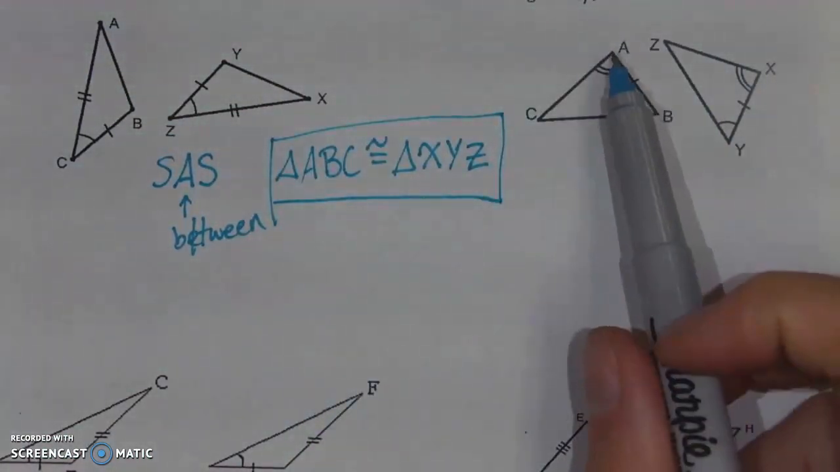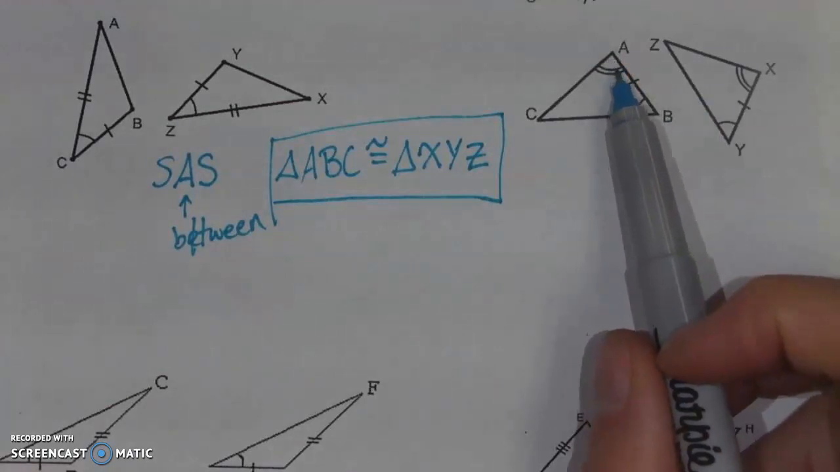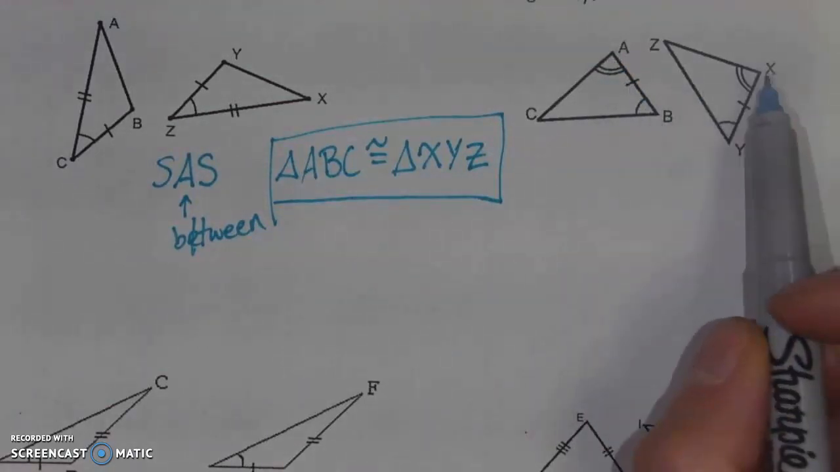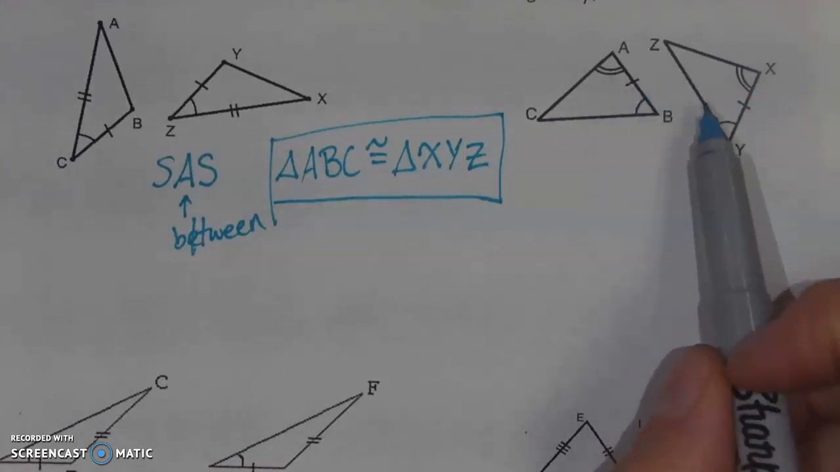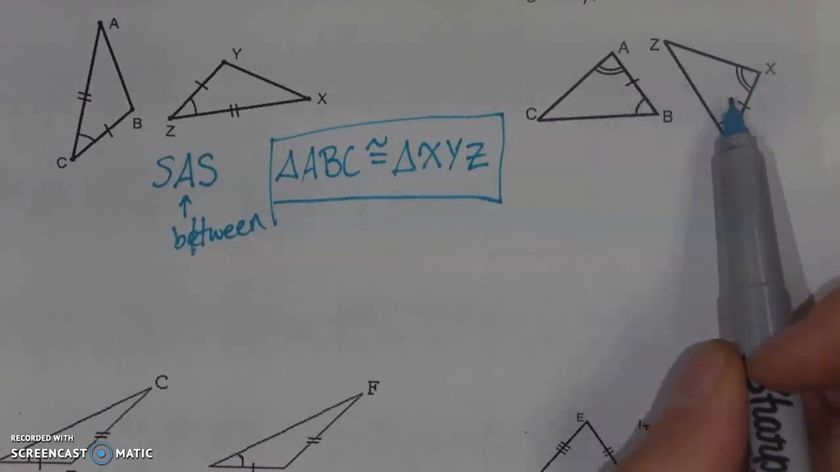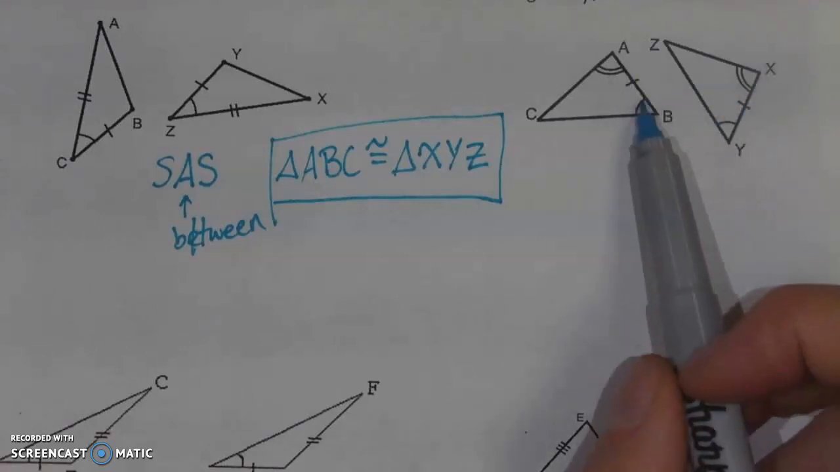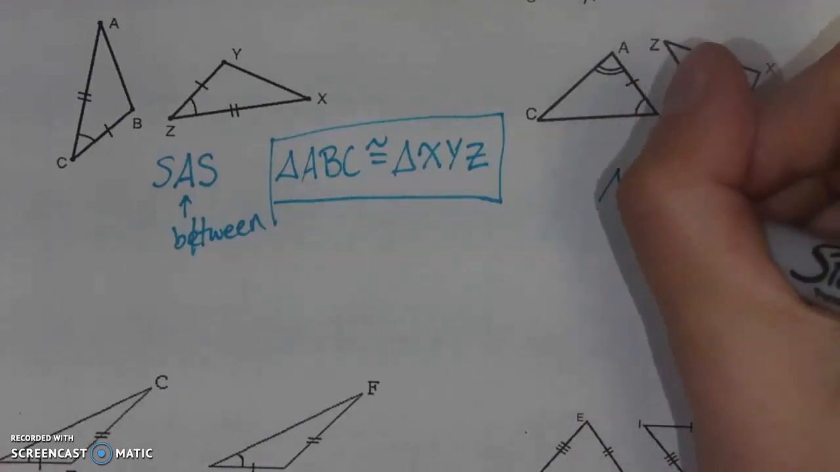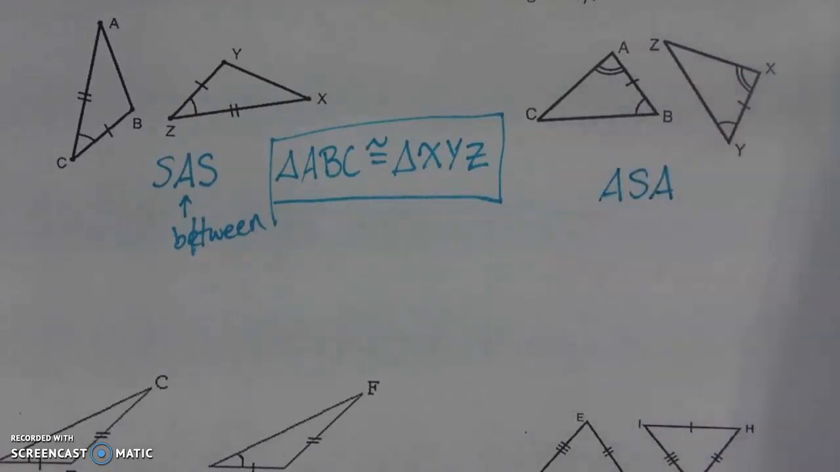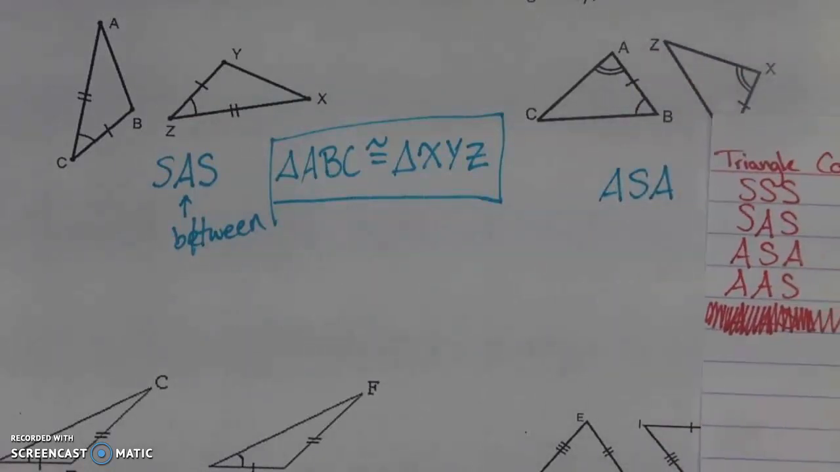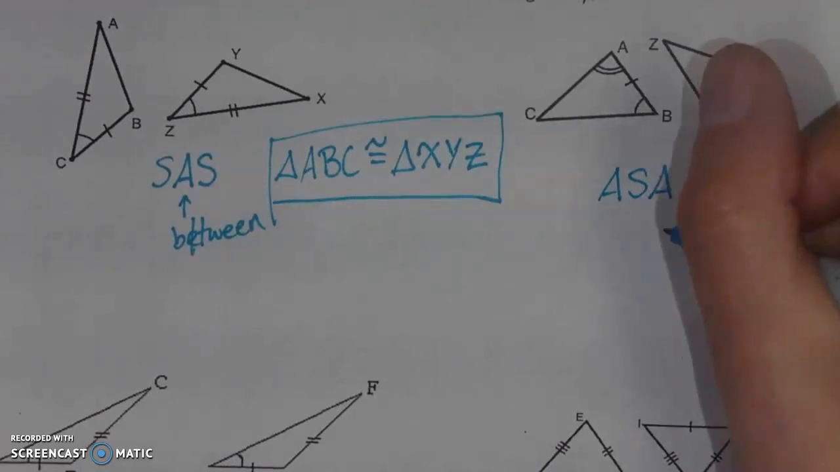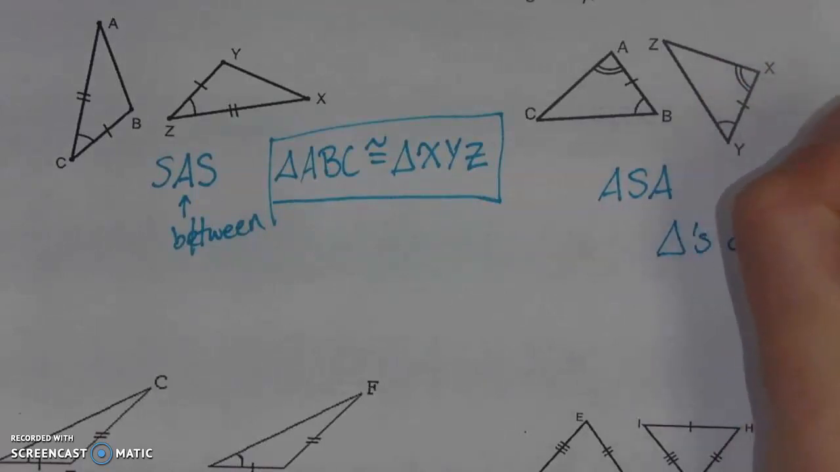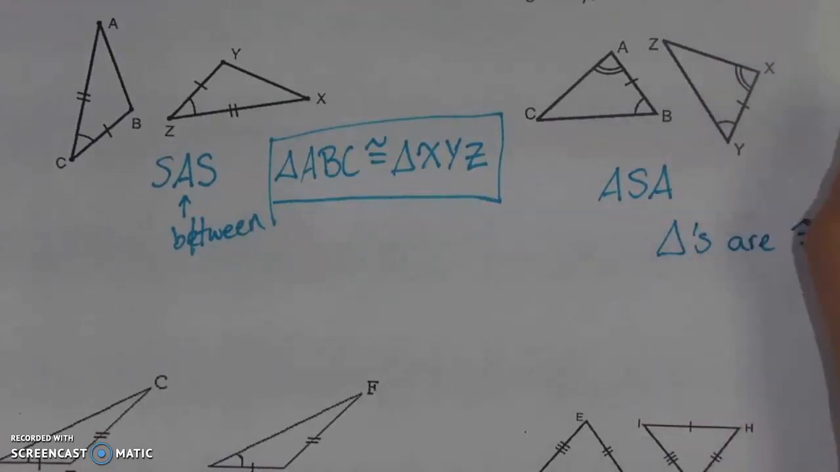For my next one, I can do the same sort of thing. Again, I'm given an angle, a side, and an angle that's congruent to another angle, a side, and an angle. And notice that in both of these, you have to double check that the side does come between the two angles. Well, that means that I have an angle with a side between and another angle. Since ASA is one of my theorems, it's this third one here, that means that these two triangles are congruent. And I could write the congruency statement.